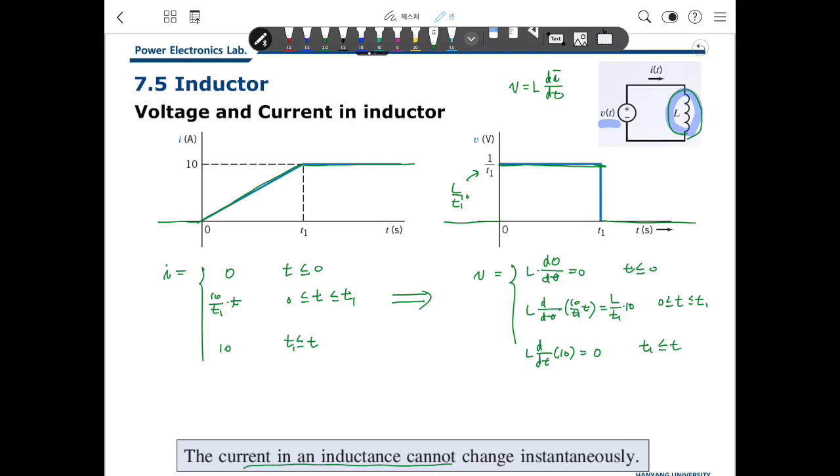So the current in the inductance cannot change instantaneously. Why? Because the energy in the inductor is stored in the current. If the current varied stepwise, that would mean the energy stored in the inductor changes stepwise. It is impossible. But the voltage can be stepwise, because the voltage is the derivative of the current. That means the voltage is related to the rate of change of the stored energy in the inductor. So voltage can change stepwise in the inductor. This is the dual of the capacitance.